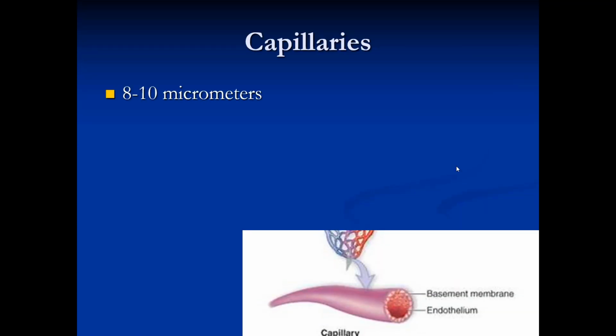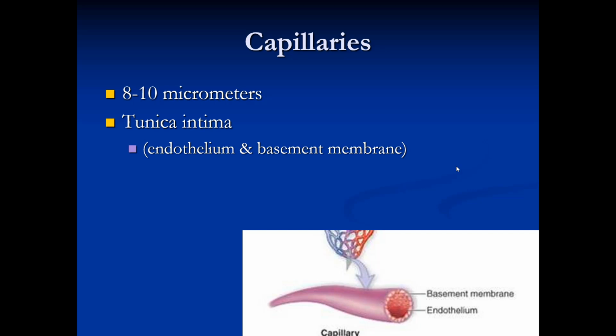So then after the arterioles, blood's going to flow through the capillaries. Capillaries are different than arteries and veins because they don't have all those three layers. They just have the inner layer called the tunica intima, which is the endothelium, and this basement membrane right around it.